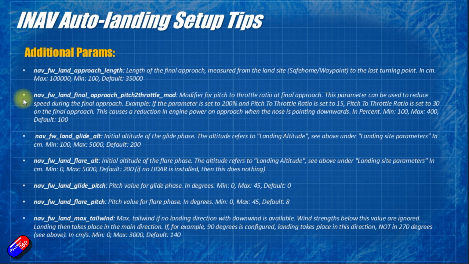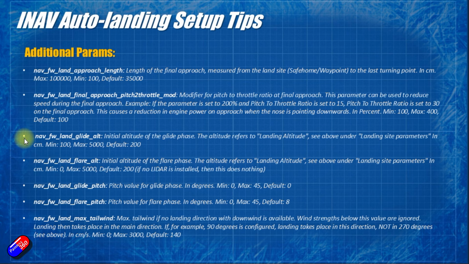You have nav fixed wing land final approach pitch to throttle mod. This is a modifier for the pitch to throttle ratio for the final approach. It can be used to reduce speed during that final approach, because normally as you put the nose of the plane down and it starts to descend, you're going to pick up speed, and you can affect how that's done with this setting. Next one then is the nav fixed wing land glide altitude. This is the altitude at which the glide phase happens.